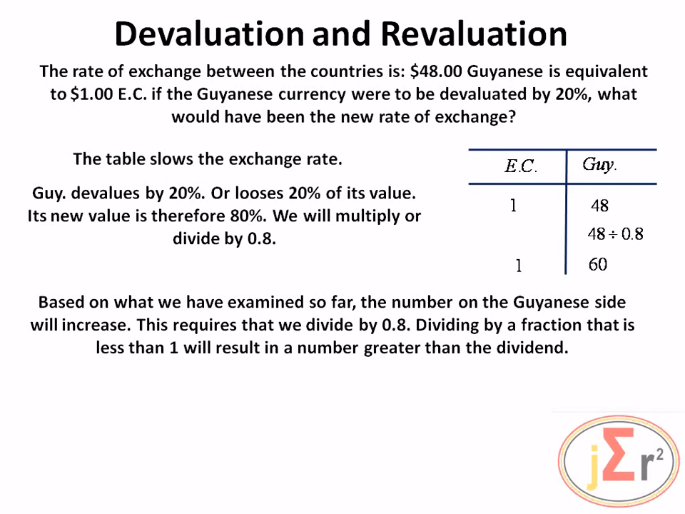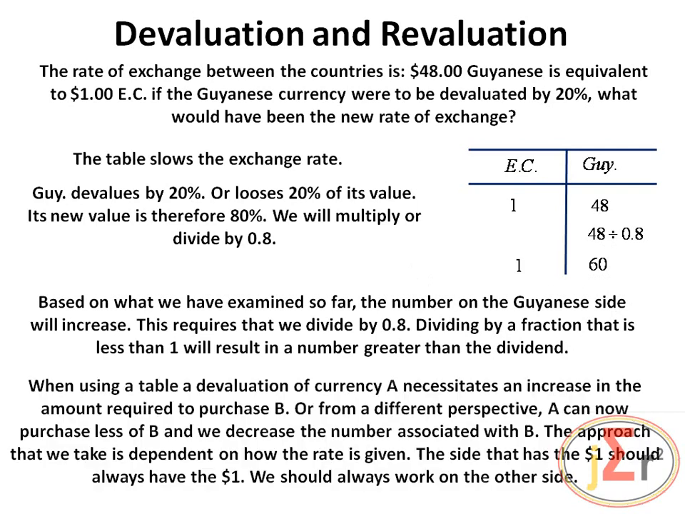Right, so that is our new rate of exchange. This, of course, reflects a devaluation because it's now taking more of the Guyanese to purchase the EC. So when using a table, a devaluation of currency A necessitates an increase in the amount required to purchase B. Or, from a different perspective, A can now purchase less of B, and we decrease the number associated with B.